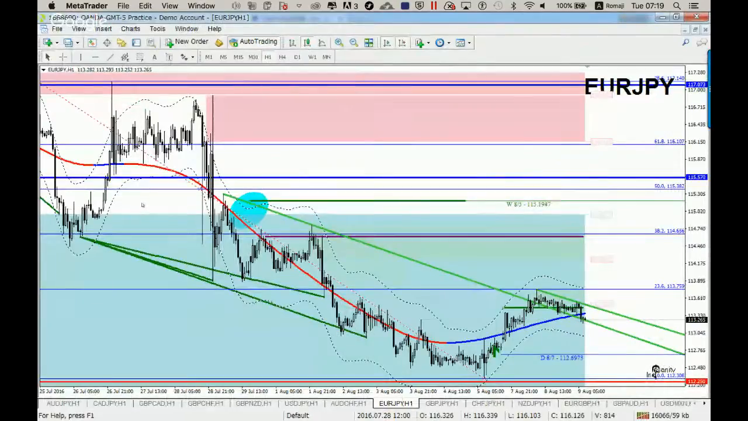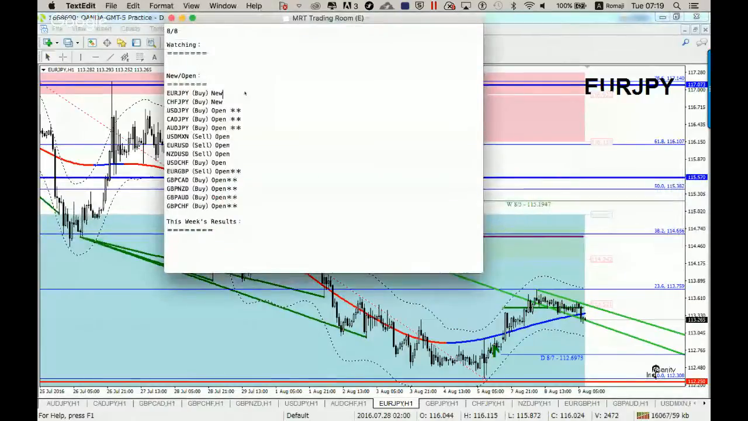So I'm going to leave that as new. I'm not quite ready to get in it myself, but it's certainly set up. It's valid according to our rules, and it's given us the amount of confirmation we would need to go ahead and get into a trade on the pair.